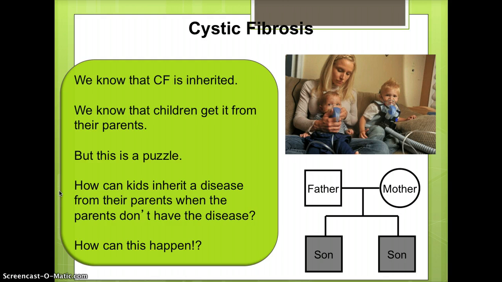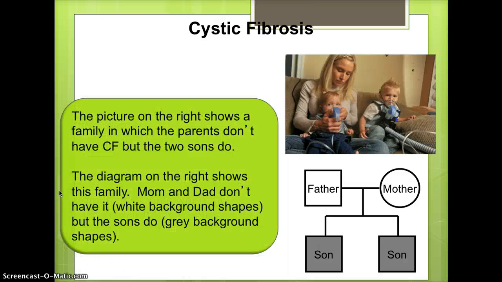We know that cystic fibrosis is inherited. We know children get it from their parents. However, this is a puzzle because kids can inherit the disease even if their parents don't have it. How can this happen? The picture on the right shows a family in which the parents don't have cystic fibrosis, but the two sons do. The diagram on the right shows this family. Mom and dad don't have the disease, but the sons do.